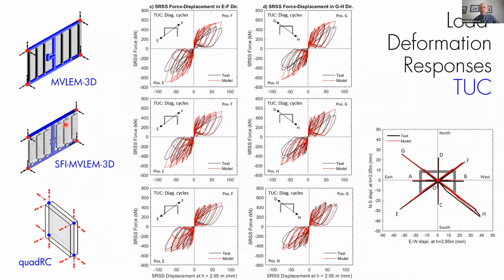Here, the same results, low deformation, but for TUC, a little bit different loading protocol, right? Mostly diagonal. And you can see the same problems: because this was mostly diagonal, we can see that overestimation, except in the Quad RC, the finite element model does the best job in terms of diagonal capacity prediction, right? So similar observations.